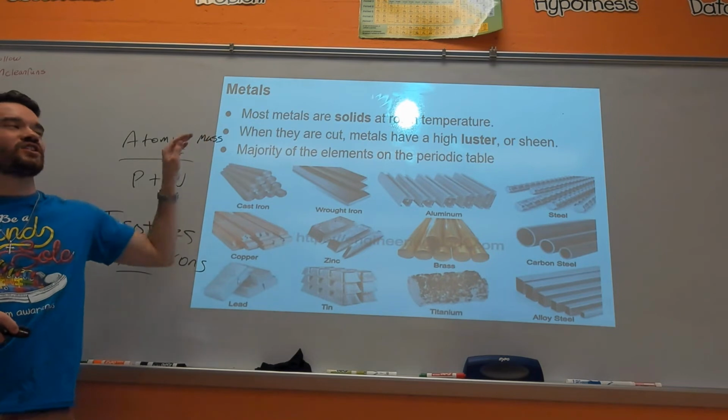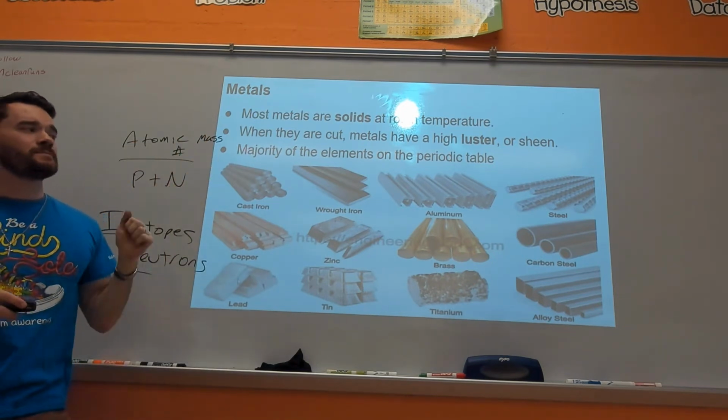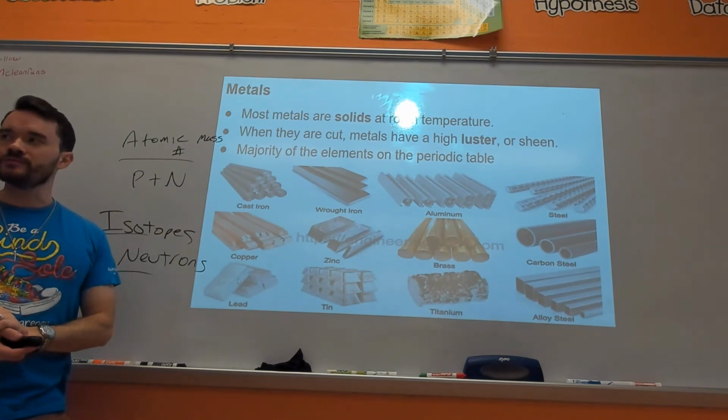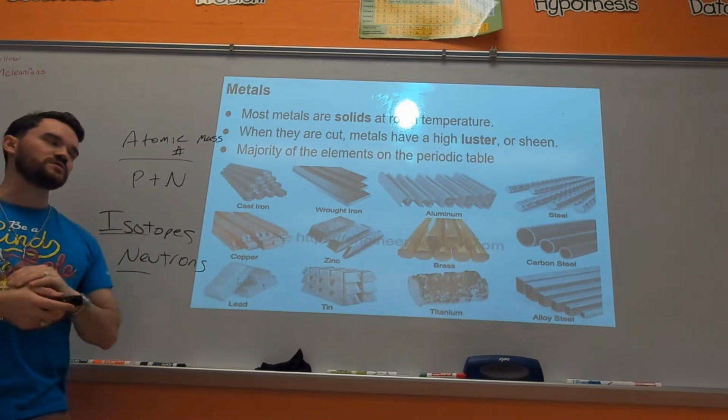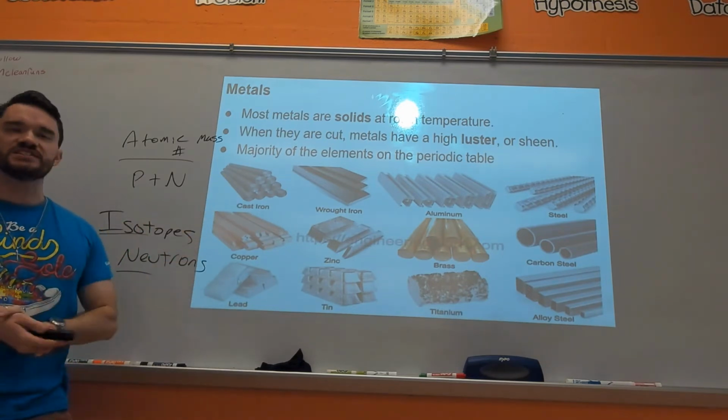But the point is, metals are shiny. They have a sheen to them. And again, the majority of the elements in the periodic table are metals. So when in doubt, it's probably a metal, if you're ever having to choose between the two of them. And then here are just some pictures of what these different metals look like.